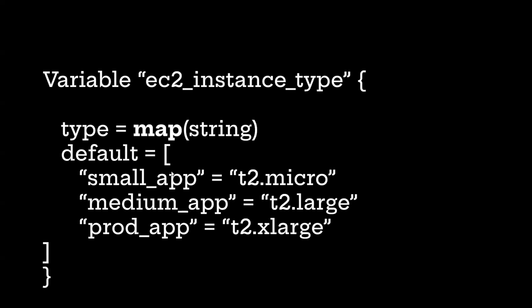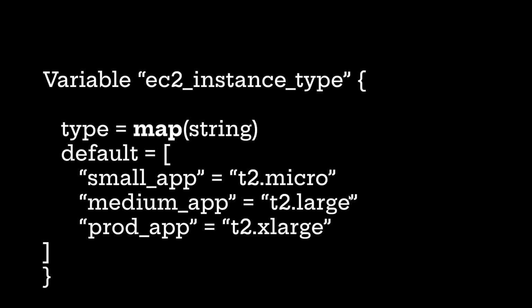Here you are giving some key values by default. The key you are going to use in the resource block. For that, here I have mentioned small app. It is a user-friendly thing on the key. You can give any name. For example, here I gave small app, which is T2 micro. T2 micro is the instance type. You have to give it as a value.